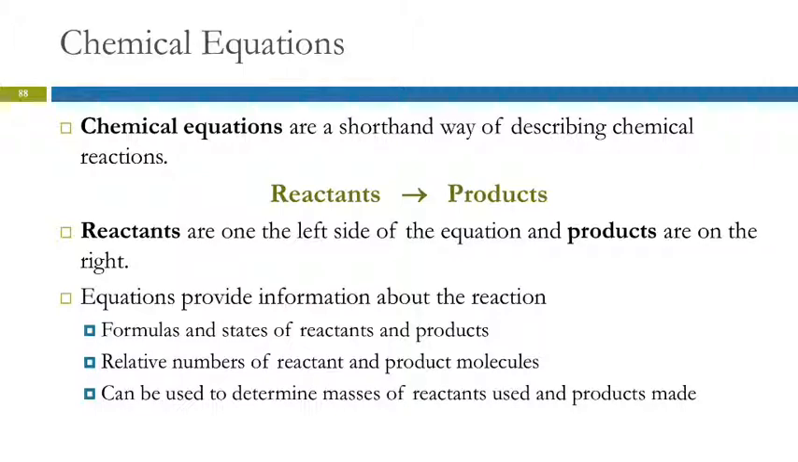There's a lot of information in a chemical equation. It will often provide the states of the reactants, whether they're solid, liquid, gas, or aqueous. It will give the formulas of the reactants and products. It'll tell us the relative numbers of molecules of each of them. And then we can use this information to figure out, if I started with this mass of reactant, what mass of product would I get? And that sort of information is very practical.